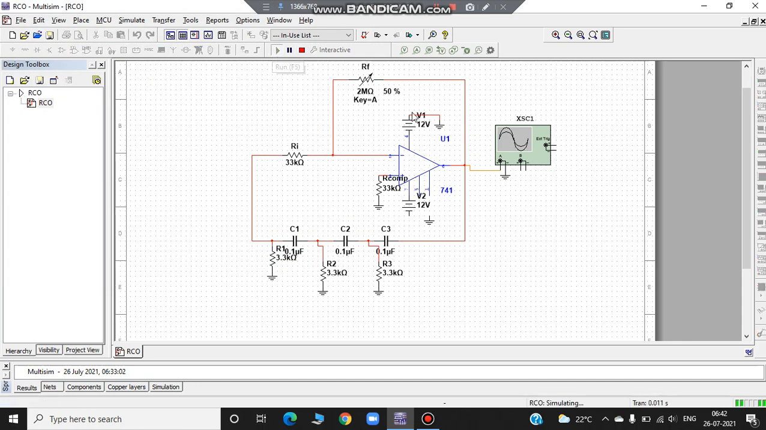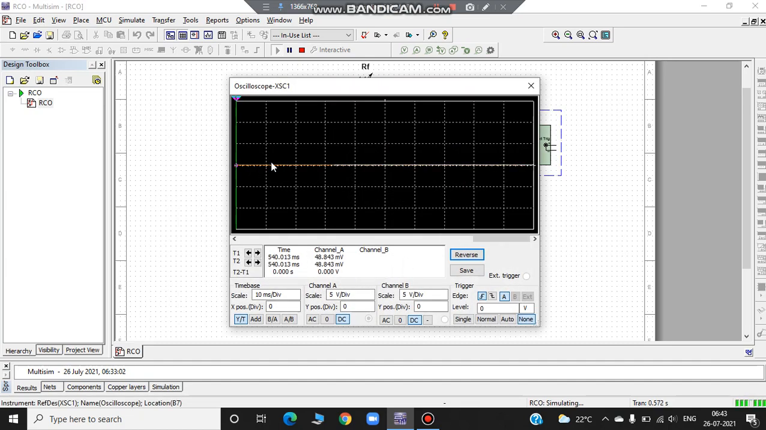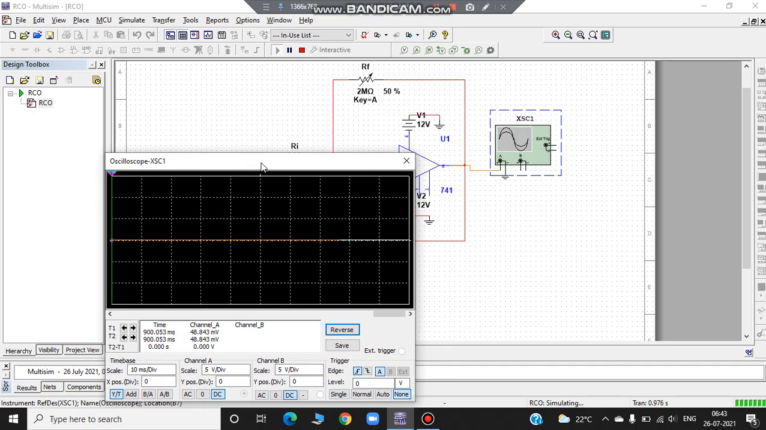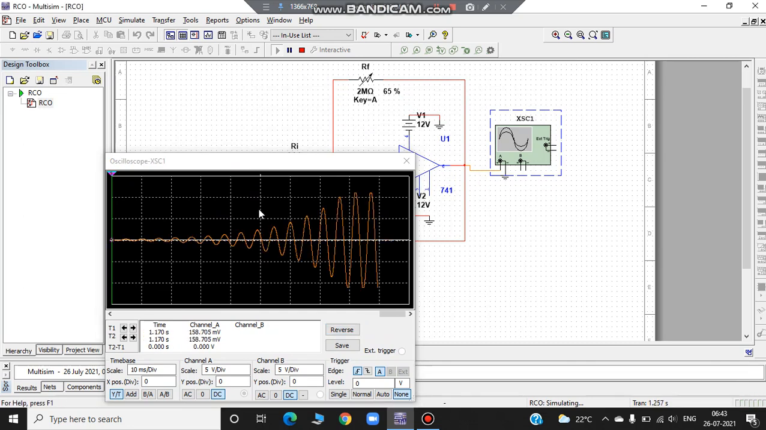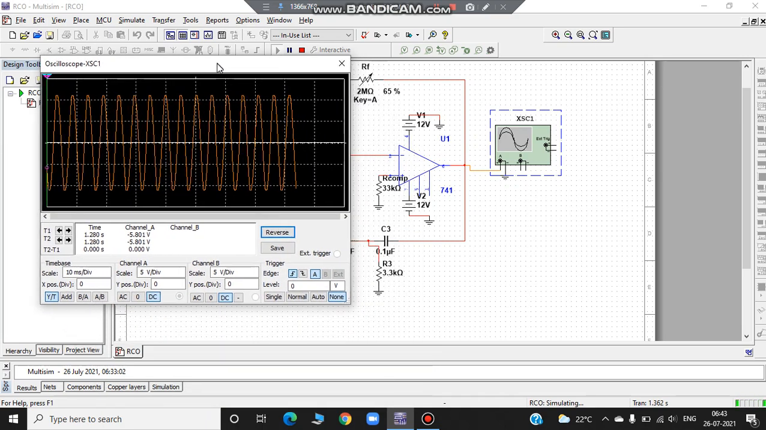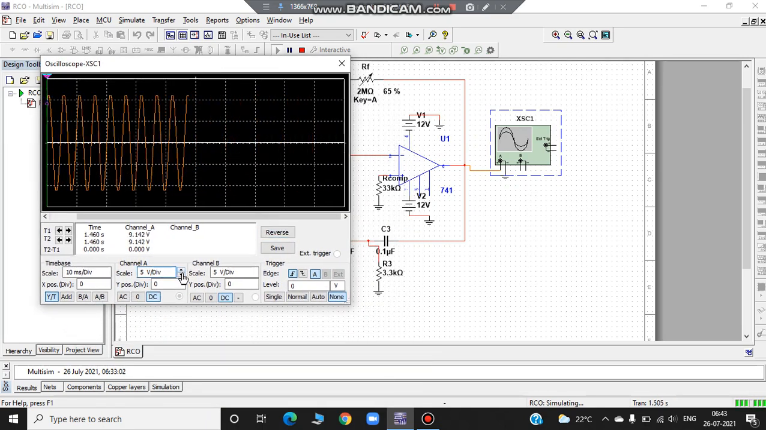I'll run the design. We're not getting any oscillations because the Barkhausen criterion is not satisfied. It will get satisfied only when A beta is equal to 1. So we'll move this. So we're getting sustained oscillations now, which means A beta is equal to 1.